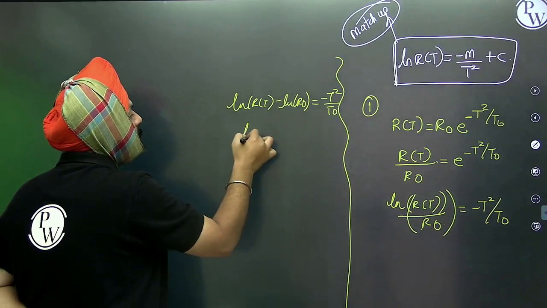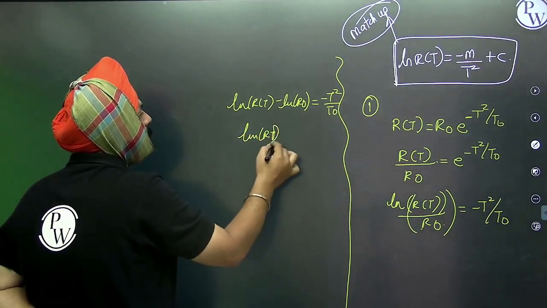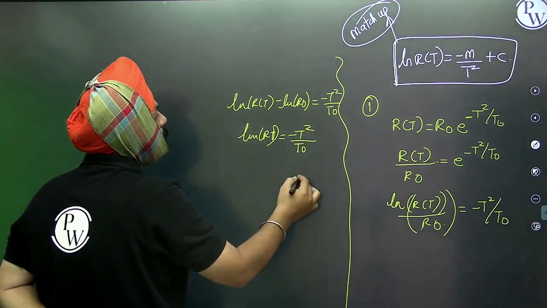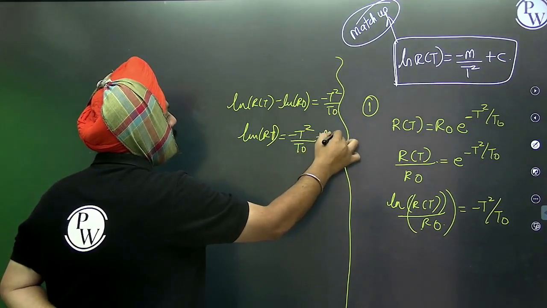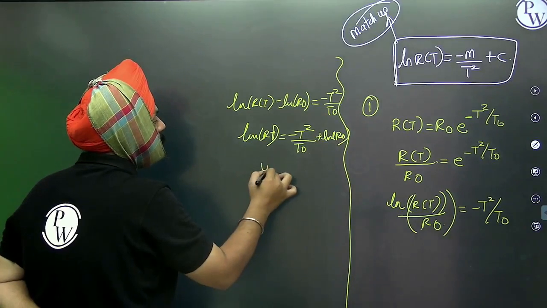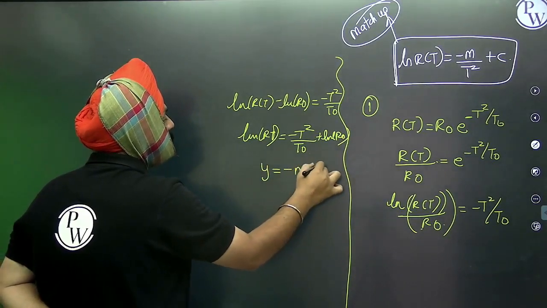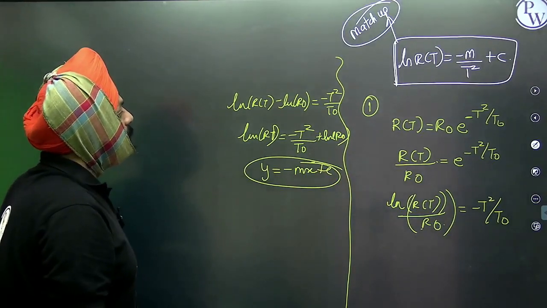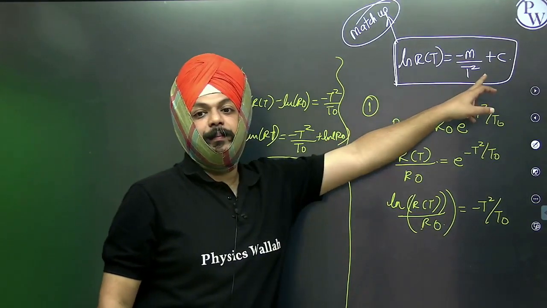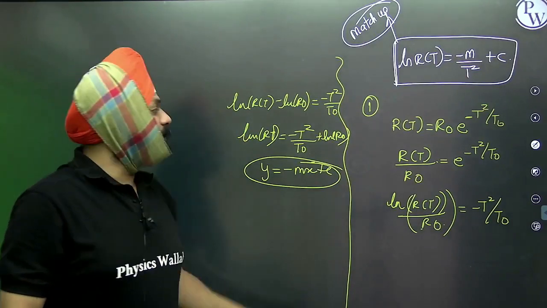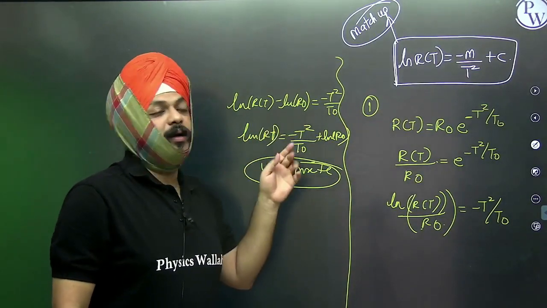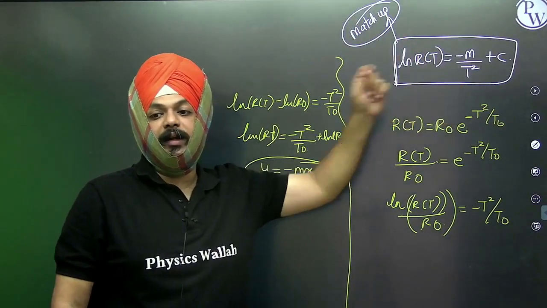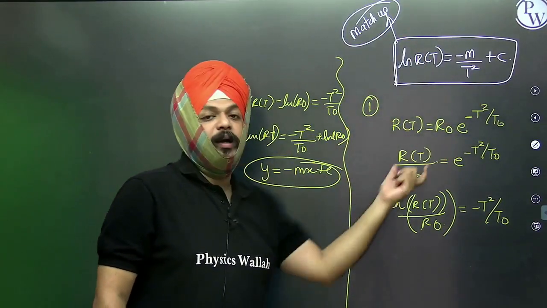So ln r(t) is equal to minus t square by t0 plus ln r(0). See, this equation is matching y equals minus mx plus c. But t square should be beneath, in the denominator. Here we have t square in the numerator part.